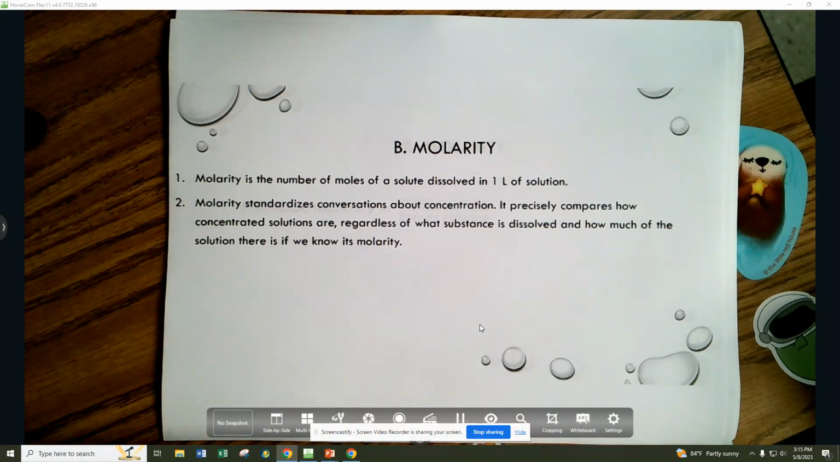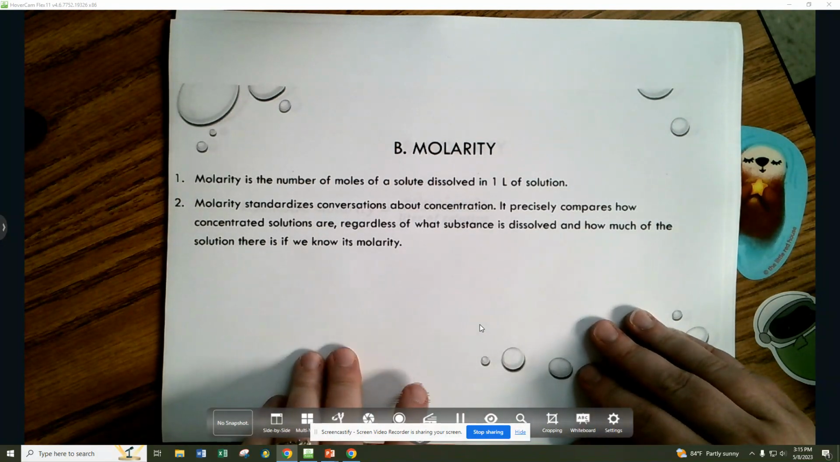It doesn't matter what substance you have. If you're talking table salt and you're comparing it to a potassium nitrate salt solution, it doesn't matter what it is. If we know the molarity, we can have conversations about what is concentrated and what is weak.